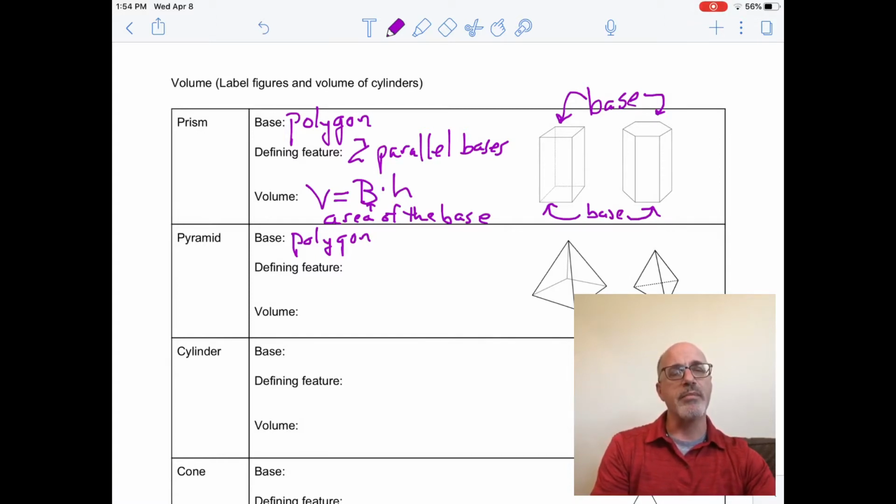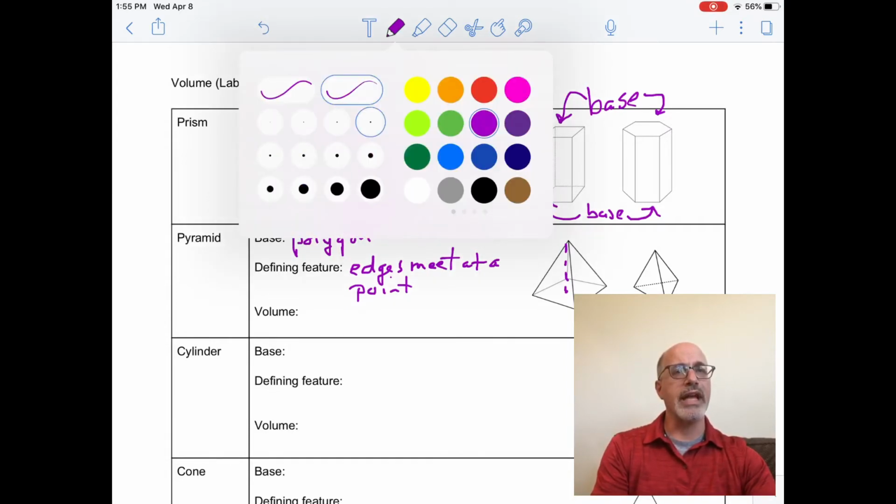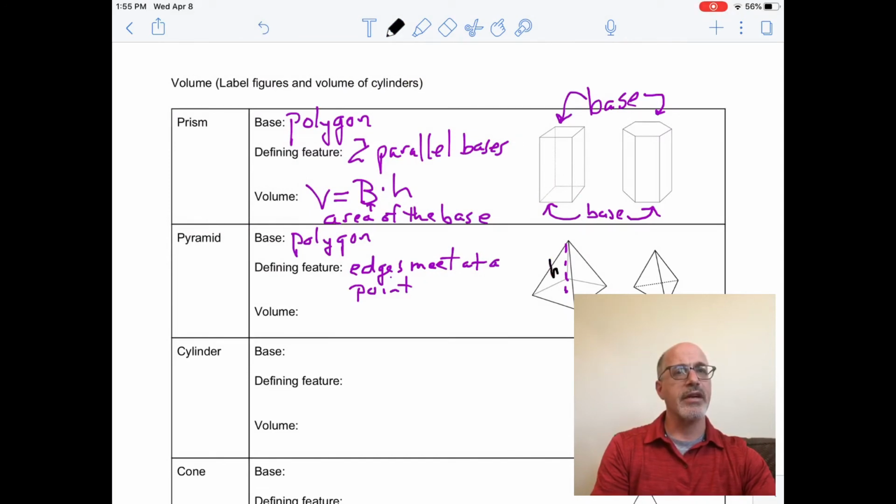Pyramids are very similar. The base of it is a polygon, but the defining feature is that instead of going up to another base, the edges come together and join at one point up at the top to make a pyramid. So for this type of figure, we have to make sure that we know how tall it is. If we're dealing with a pyramid, we're going to draw the height in to see how tall it is, and that value we'll call h in this formula, just like we did for the other one.